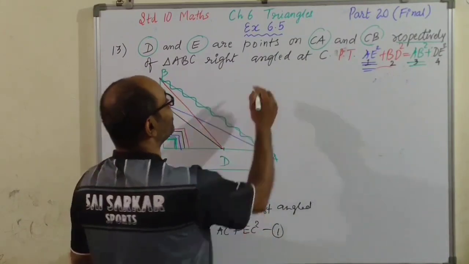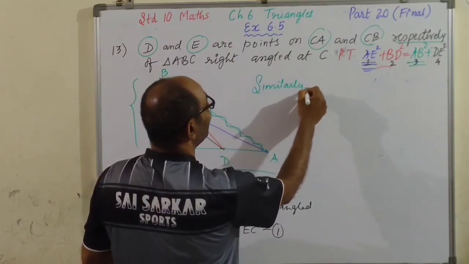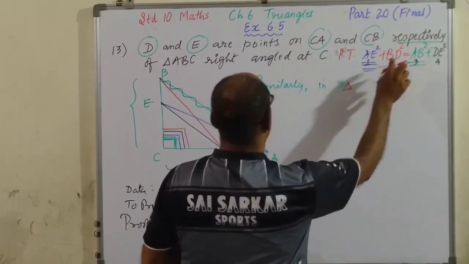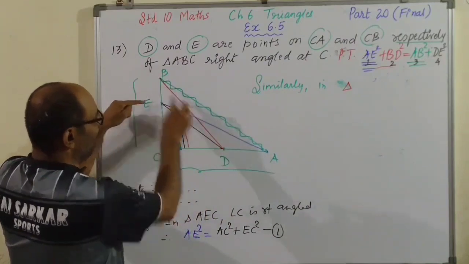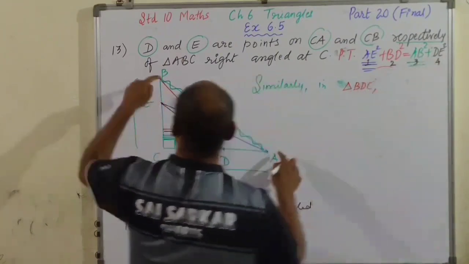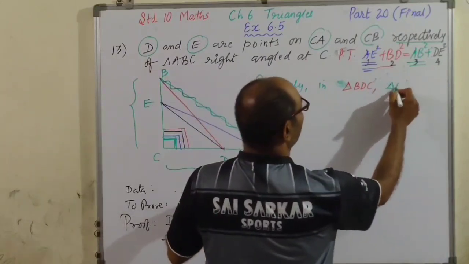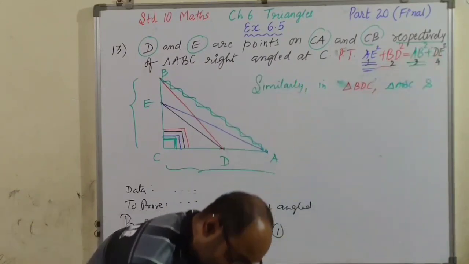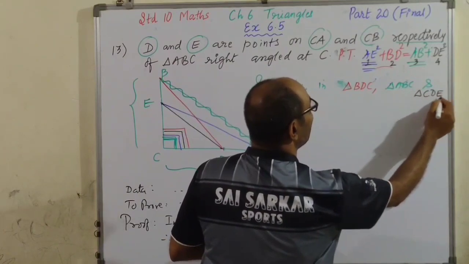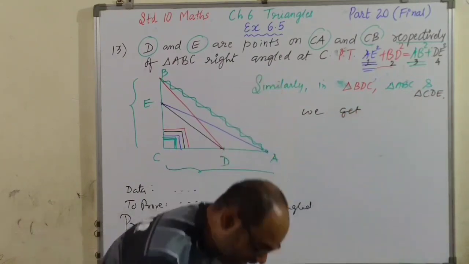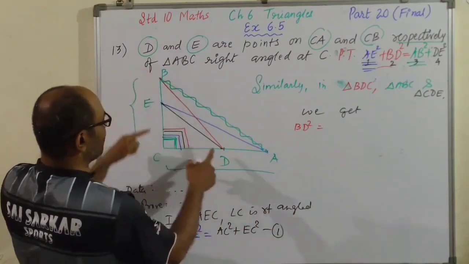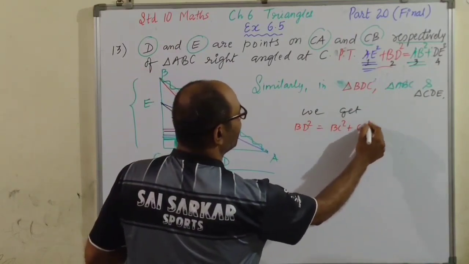Now the word I am going to use. Similarly, in a triangle, that red part, BD. So you can say triangle BDC. Then that green triangle, ABC, and the black one, DE. So this one is triangle CDE. We get, for red, BD square is equal to BC square plus CD square.